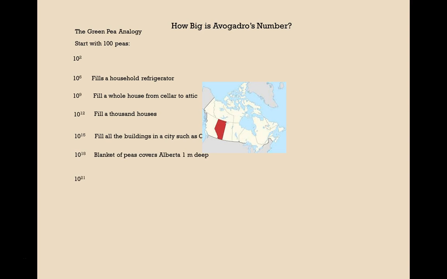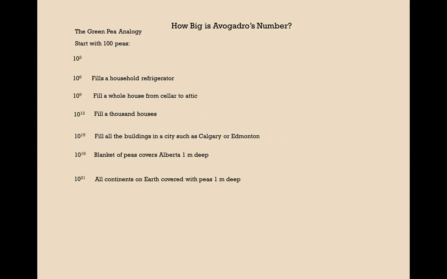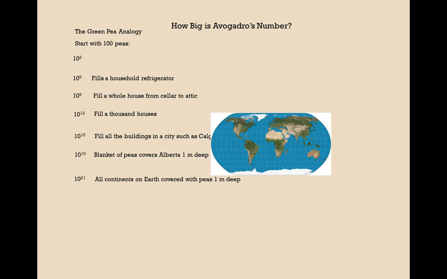Now we go to 10 to the 21st. Let's imagine this blizzard of peas falls over the entire land of North America, Africa, South America, in other words, all the continents of the world. They're covered with peas, and this gives a number 10 to the 21st, which is a sextillion.